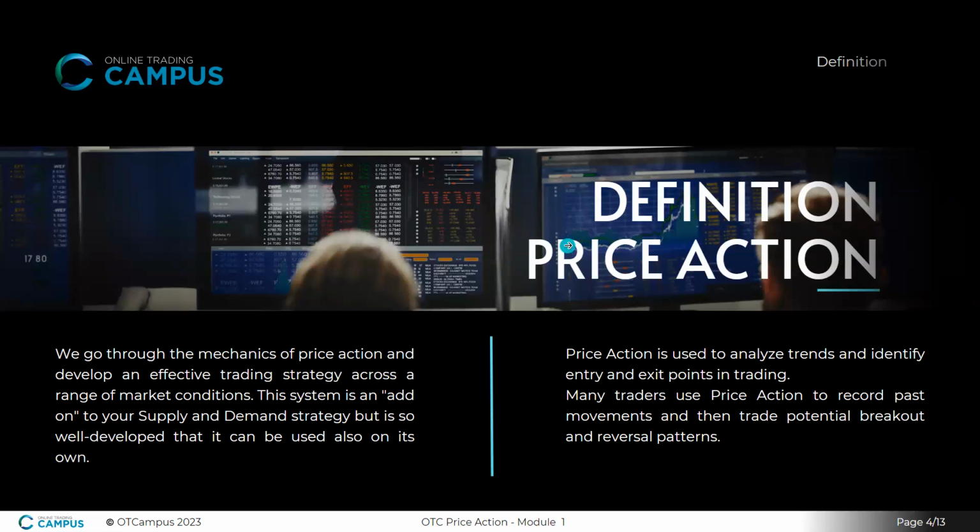Many traders use price action to record past movements and then trade potential breakout and reversal patterns. That is the key here. You want to trade potential breakouts or reversal patterns. That means we see prices dropping and then we can buy the price in a super cheap area, or vice versa. We see a rally in price and we have a shooting star on top. That means, okay, sell the price. That's the idea. That's the definition of price action.